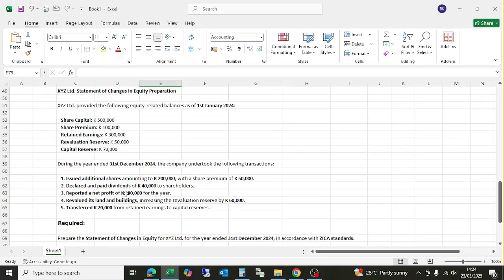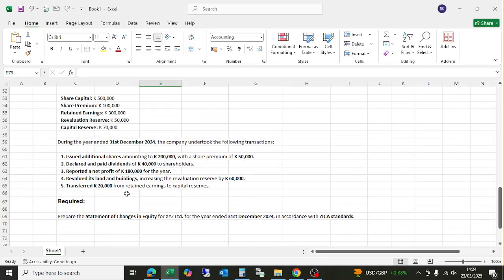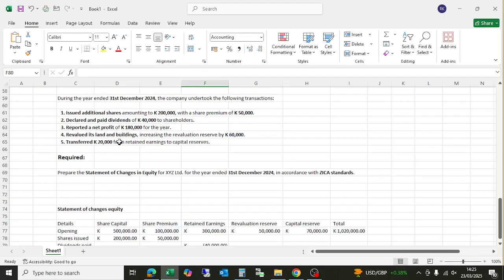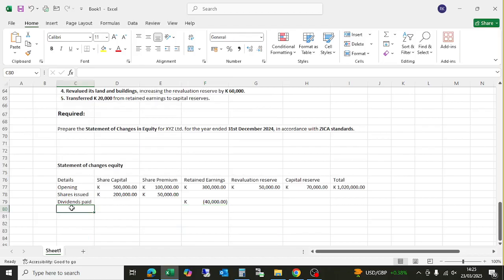Okay, and then declared and paid dividends of 40,000 kwacha. So we have dividends that we paid of 40,000 kwacha. Where are we going to get our dividends from? From our retained earnings, because these are profits that we have not shared but instead reinvested in the business. So we pay our dividends from our retained earnings. We remove the 40,000 kwacha from the retained earnings. Okay, and then they are saying reported a net profit of 180,000. So we have a net profit.